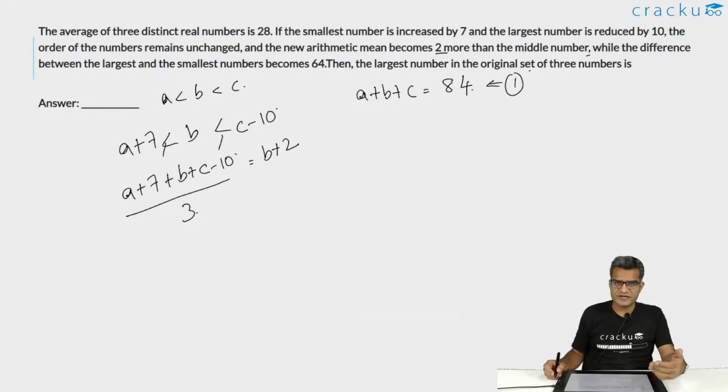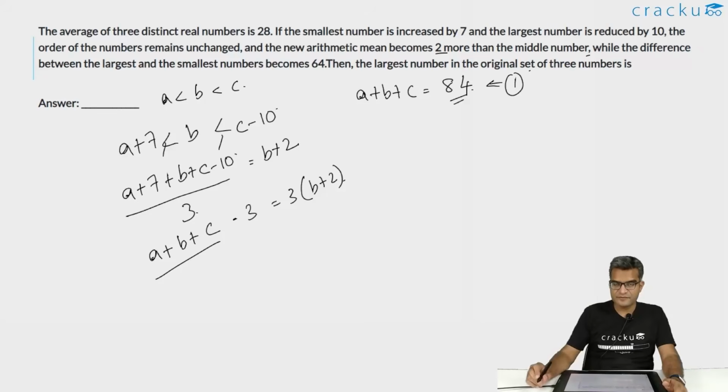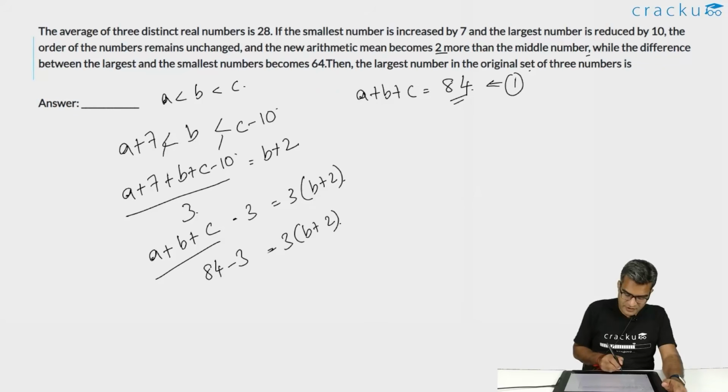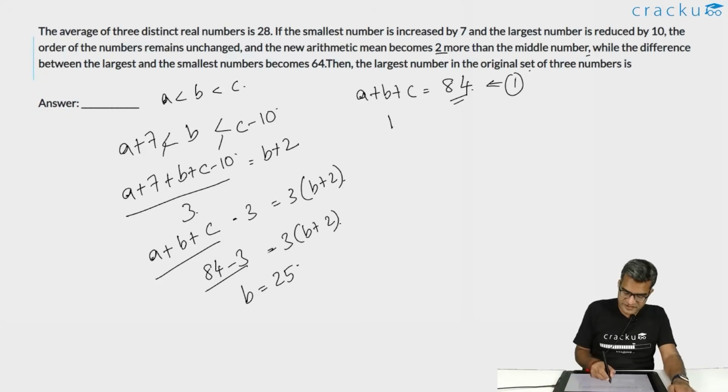We can simplify this to get another equation. So we are essentially getting A plus B plus C minus 3 is equal to 3 times B plus 2. Now we know that A plus B plus C is basically equal to 84. This is already known to us. So this is 84 minus 3 is equal to 3 times B plus 2. Or B is equal to 25, because 84 minus 3 is 81, divided by 3 is 27, B plus 2 is 27, so the value of B is 25.